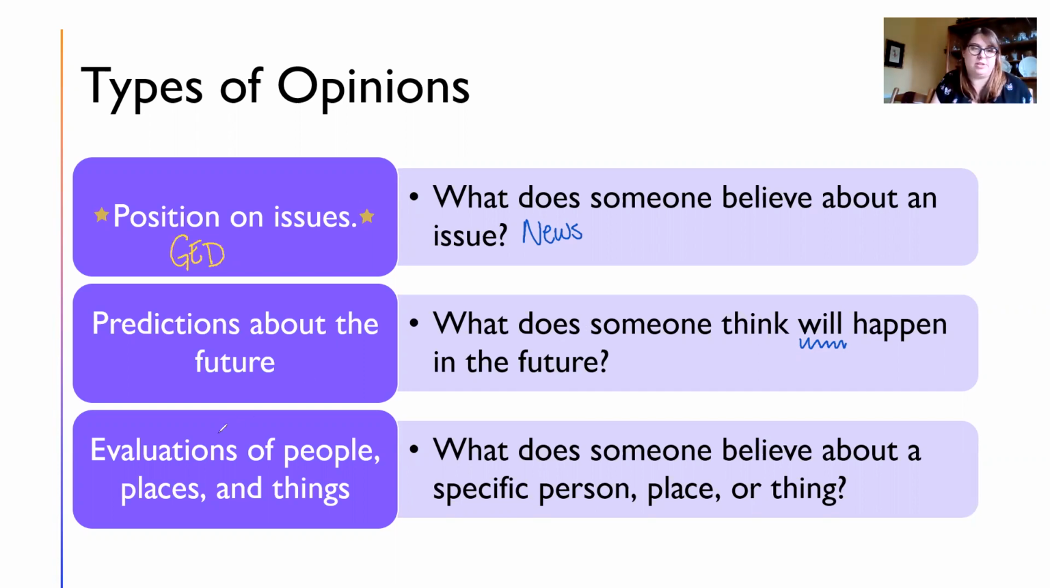The last type of opinion that we talk about is an evaluation of people, places, and things. Personally, these are the ones that we make most often. So I'm going to stick a star next to these because these are also just as important, and they are GED relevant as well, just as important as our first one. When we talk about evaluating people, places, and things, what we're really trying to get at is what you personally believe about a person, place, thing, or idea. So you want to think about these as reviews.